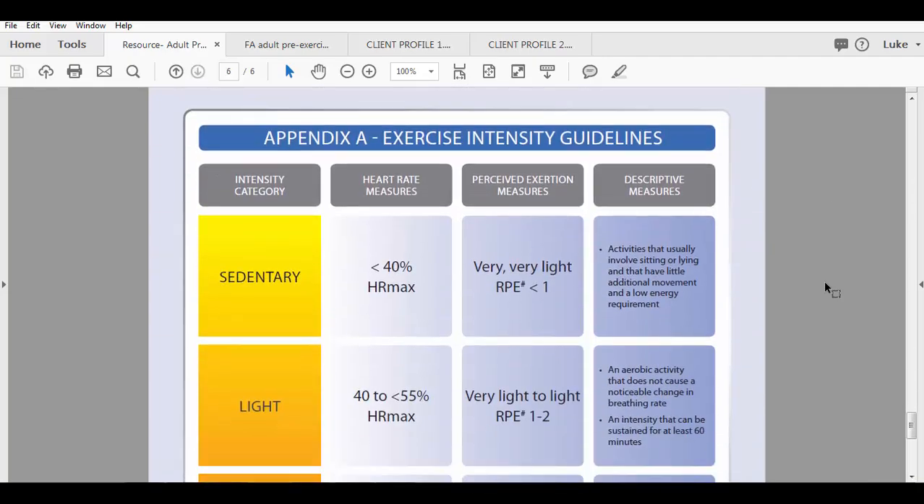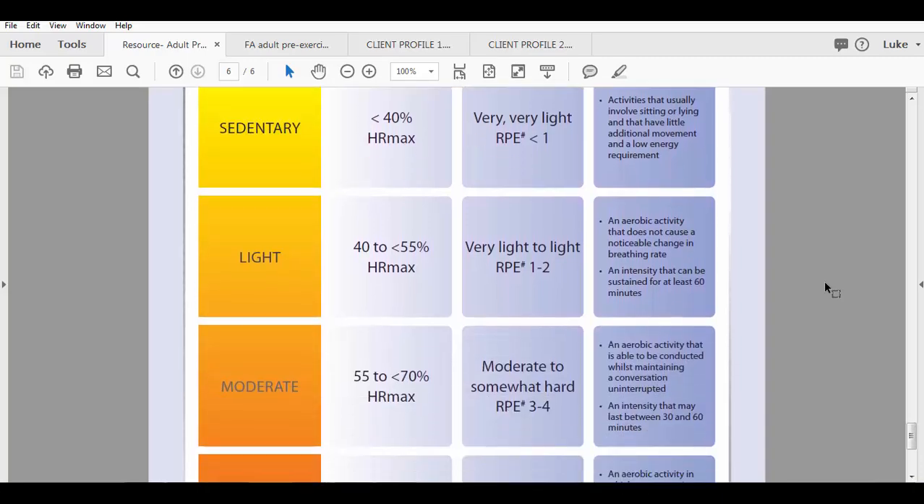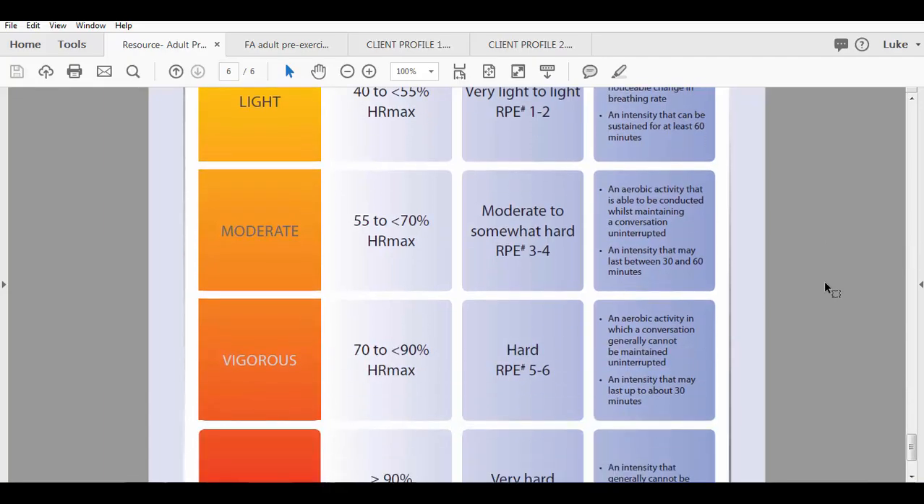Well, we use the guidelines here. Remember, light to moderate would be someone who has moderate risk factors. So we see anywhere from 40 to 70% of maximum heart rate, RPEs anywhere up to say 4 or 5. If we look at light, it is aerobic activity that does not cause a noticeable change in breathing rate, and intensity can be sustained for at least 60 minutes. Moderate is aerobic activity that is able to be conducted whilst maintaining conversation uninterrupted, and intensity that maybe lasts between 30 to 60 minutes as a guide there.